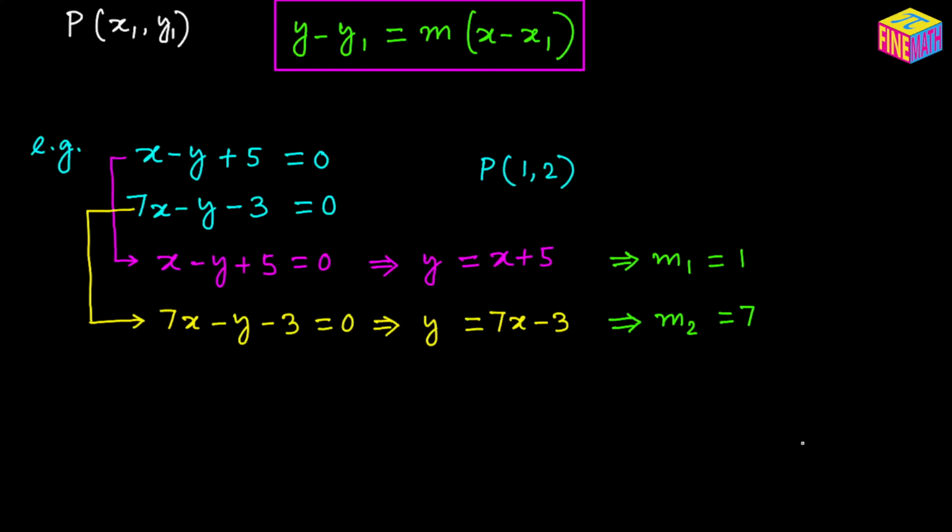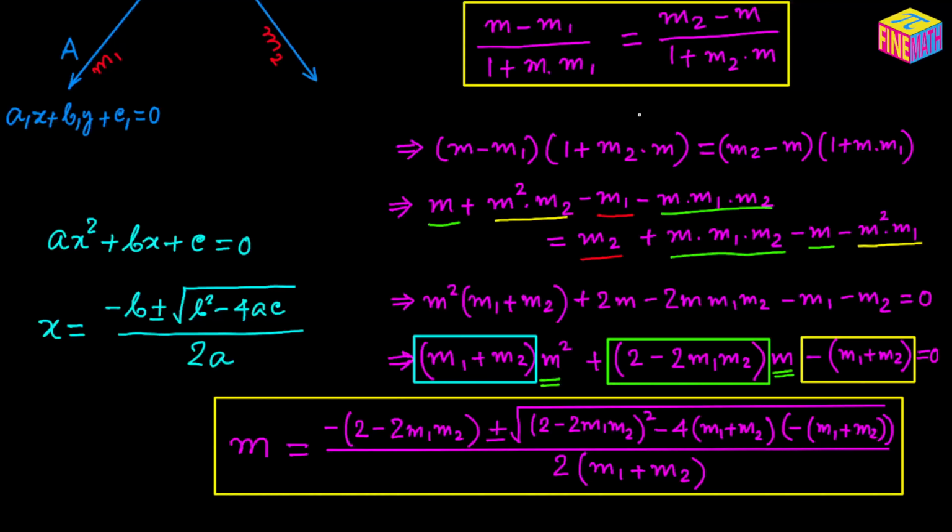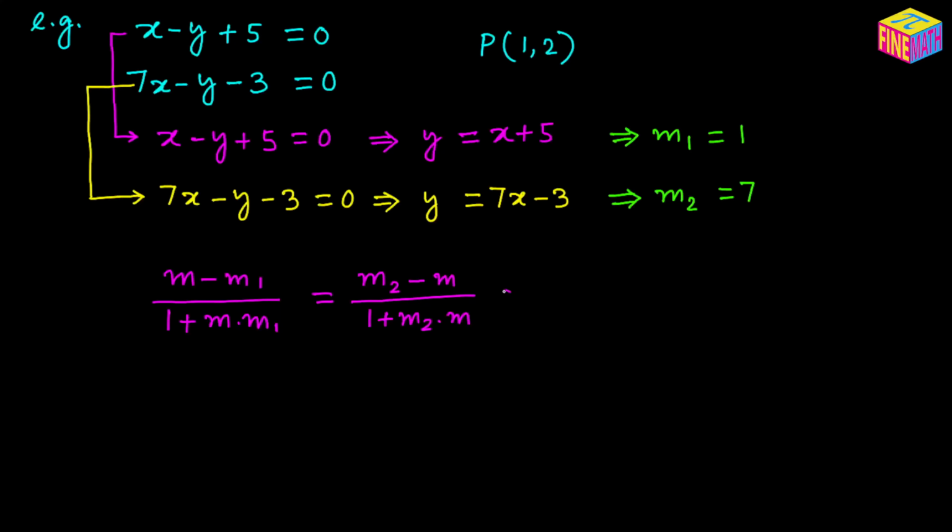Now calculating the value of m is pretty easy. We are going to use the same equation that we saw up there: (m minus m sub 1) over (1 plus m times m sub 1) is equal to (m sub 2 minus m) over (1 plus m sub 2 times m). Now let's plug in the values. m sub 1 is 1, so we have (m minus 1) over (1 plus m times 1) is equal to (7 minus m) over (1 plus 7 times m).